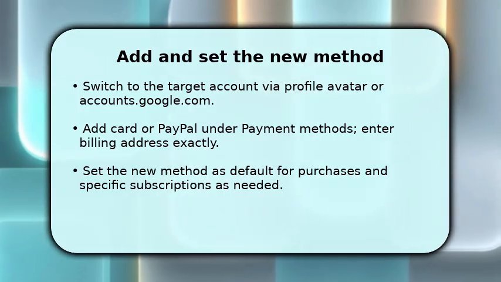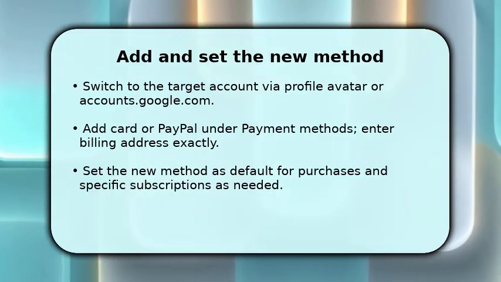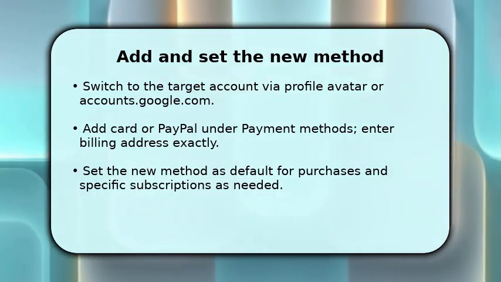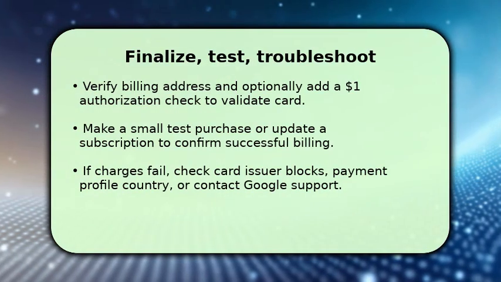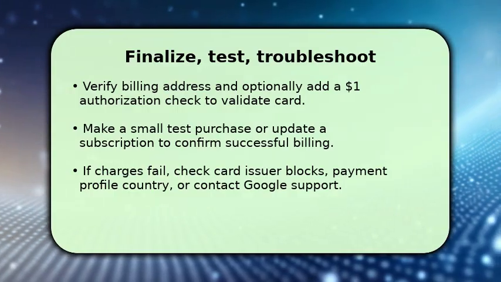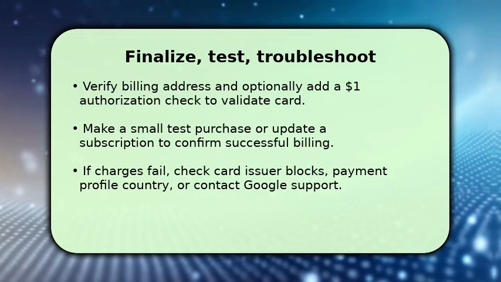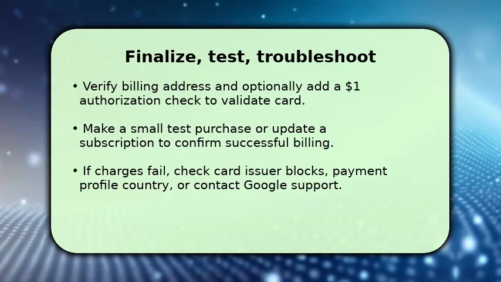For active subscriptions, open each subscription under Payments and Subscriptions, and change the payment method to the new account's card to avoid billing gaps. Finish by verifying the billing address and optionally allowing a small authorization charge so the bank confirms the card. Next, make a low-cost test purchase or update a subscription payment to confirm processing.